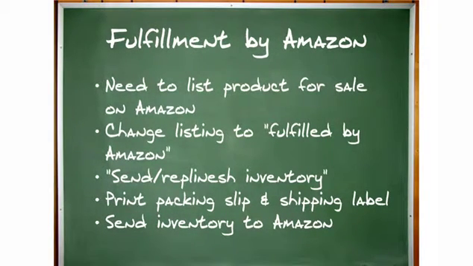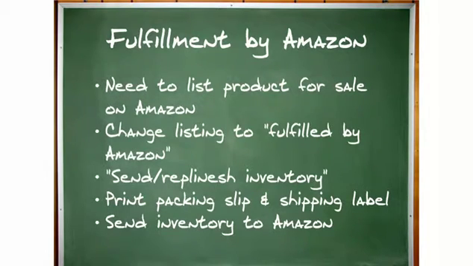So a little bit of an overview of how that process works. You need to list a product for sale on Amazon. It could be a product that's already selling on Amazon, or a private label or wholesale product that you're putting on there. You basically need to either create that Amazon listing or tell Amazon that you're selling your product, which is covered in those videos.